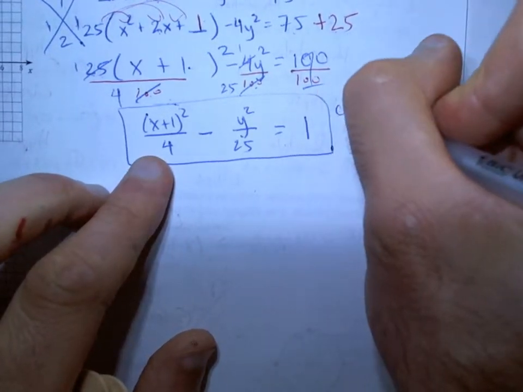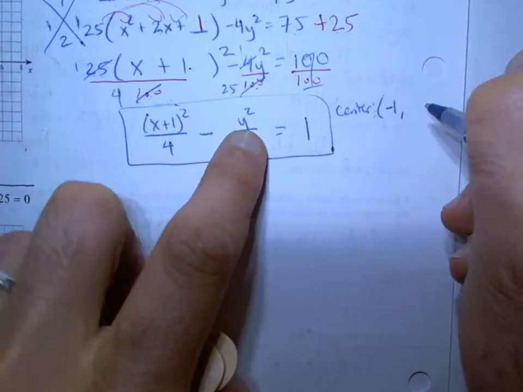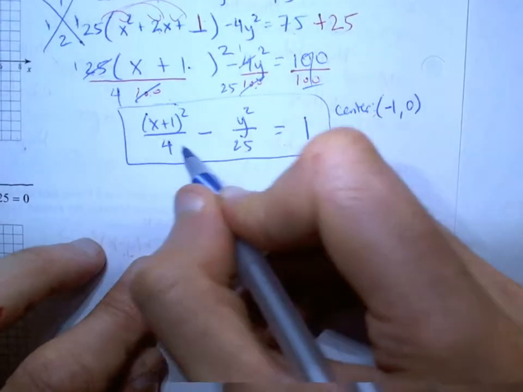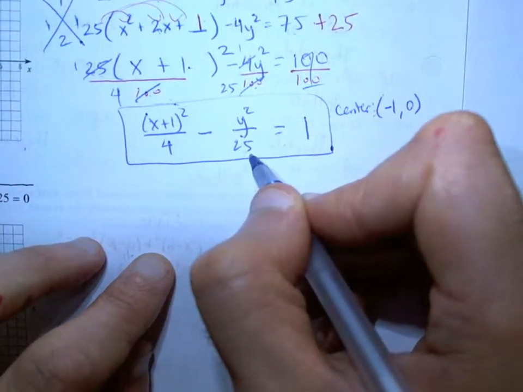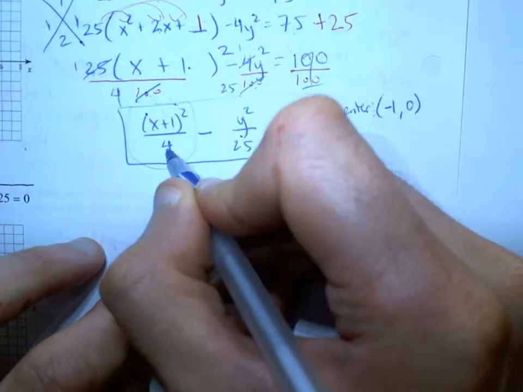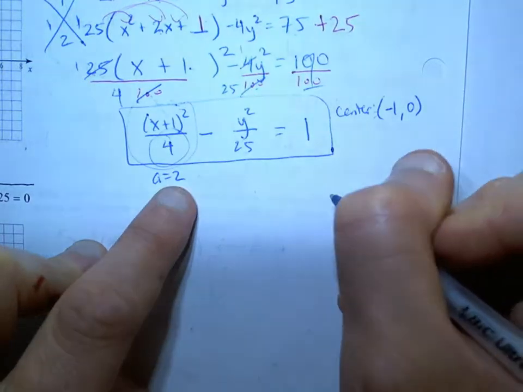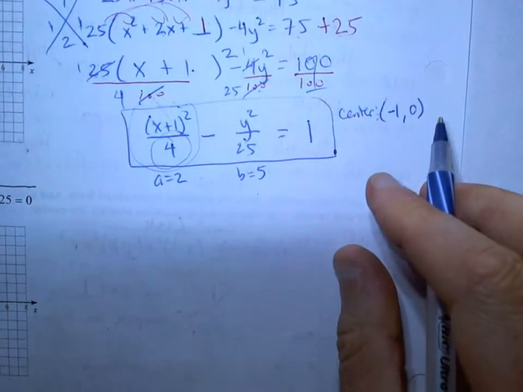Our center is going to be negative 1 comma, what's the y coordinate? 0. Okay? Now here, be very careful, guys. Our a, which one is our a? Is it the bigger one, or is it the one in front for our hyperbola? It is the positive one. It's the one that's positive. It's not this one. Our a is 2. That's okay if it's the smaller one. Our b is 5. That's perfectly fine for a hyperbola.